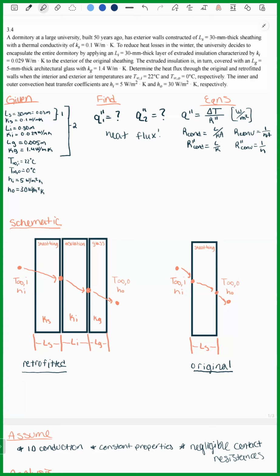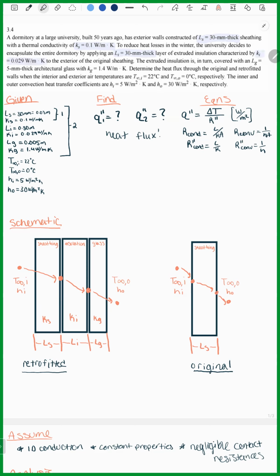using in the problem. So a dormitory at a large university built 50 years ago has exterior walls constructed of 30mm thick sheathing, like this, with a thermal conductivity shown here. To reduce heat losses in the winter, the university decides to encapsulate the entire dormitory by applying a layer of insulation. We have the thickness here. And we also have the thermal conductivity of the insulation here.